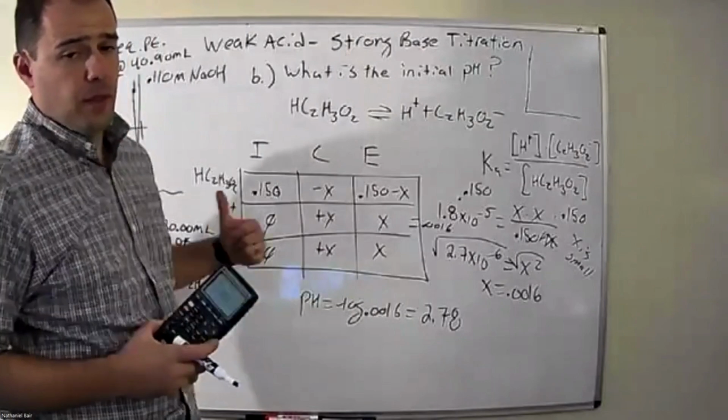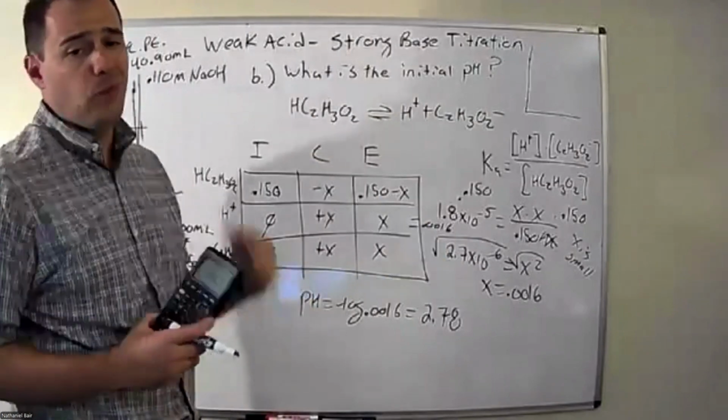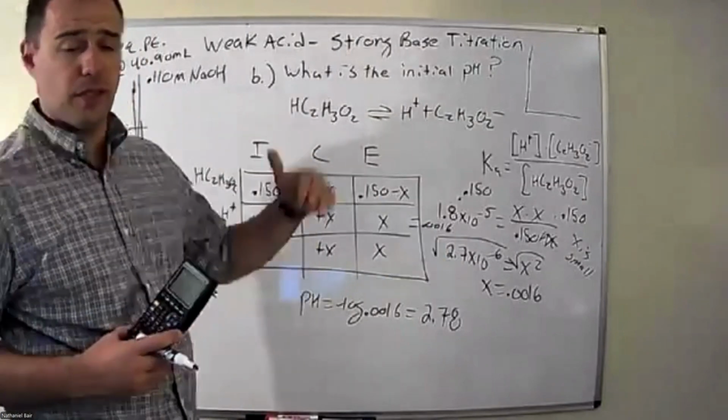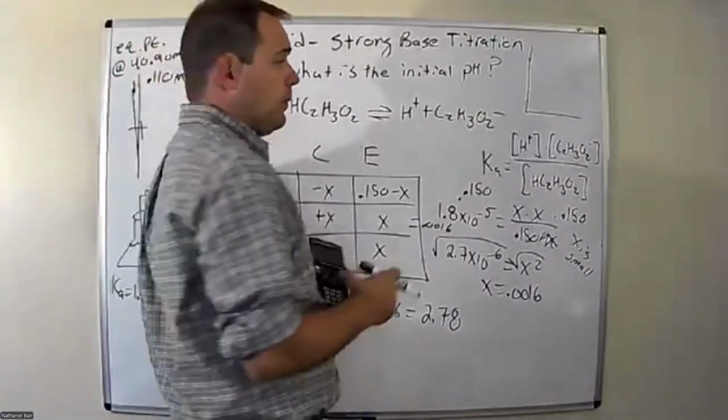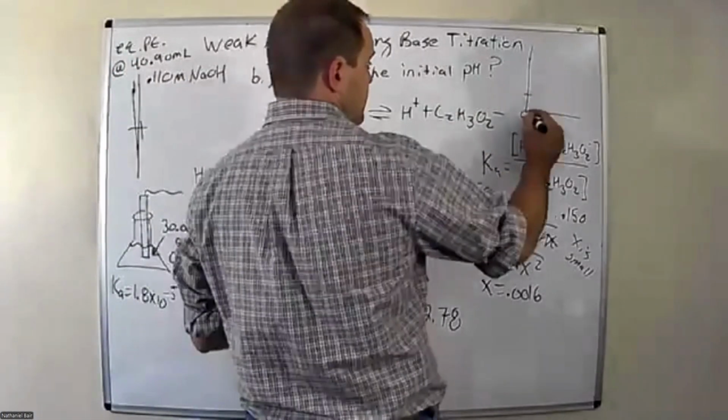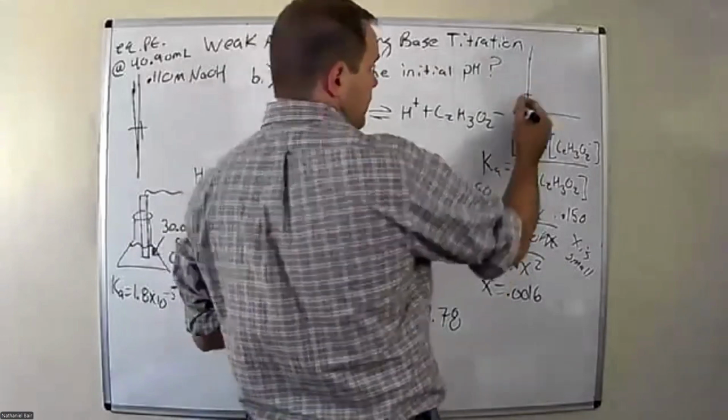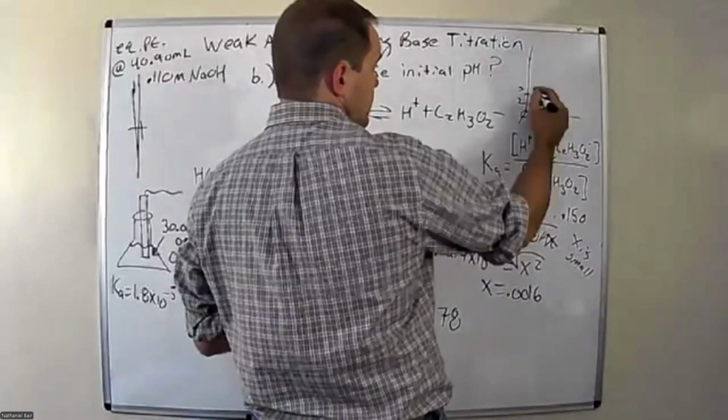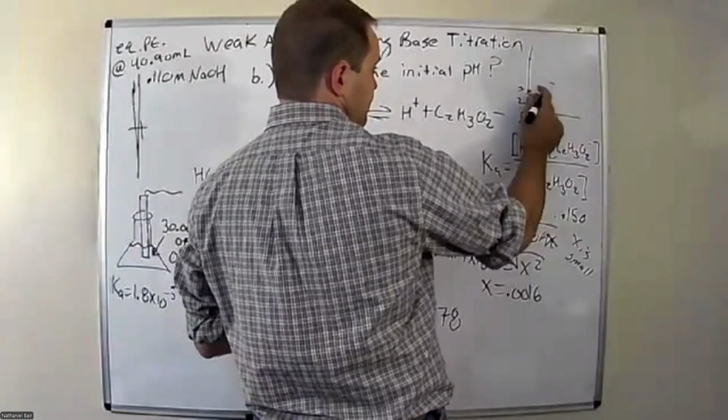So we are starting, if we compare this to the strong acid titration, this is more concentrated. This is 0.15. The strong acid titration we did was 0.1 molar hydrochloric acid. We're starting at a much higher pH because it's a weak acid, right? So we're starting, here's 2, there's 3. We're starting somewhere closer to 3.